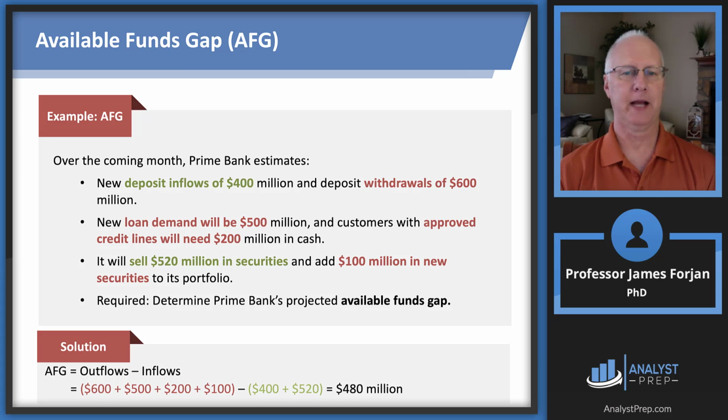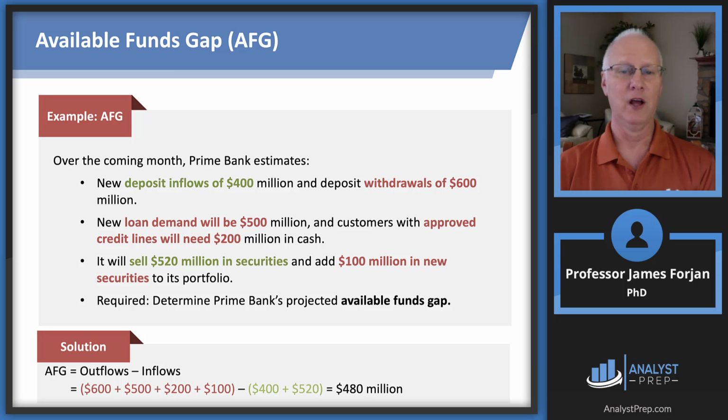All right, here's a bank. We have new deposit inflows of $400 million, deposit withdrawals of $600 million. Oh boy, so inflows of 400, withdrawals of 600. So we're going to think to ourselves, all right, we've got to do something here, right? New loan demand, $500 million. Credit lines, $200 million in cash.